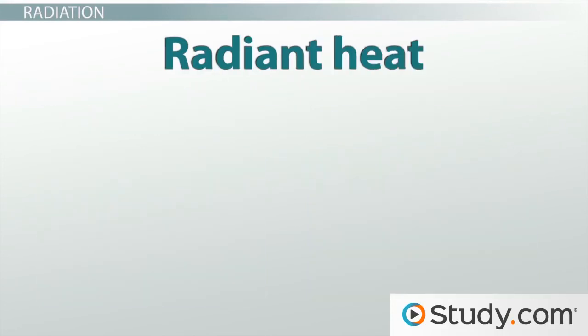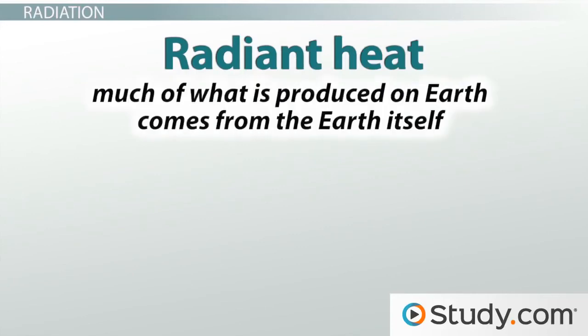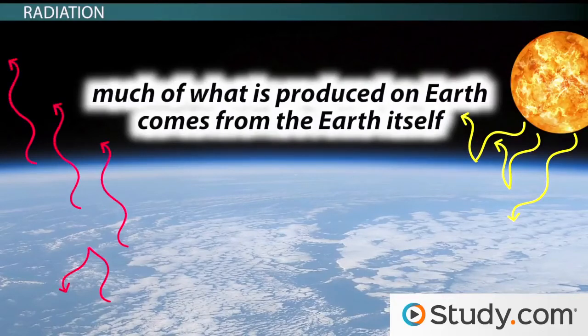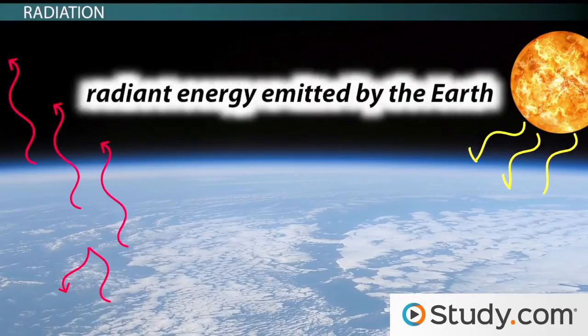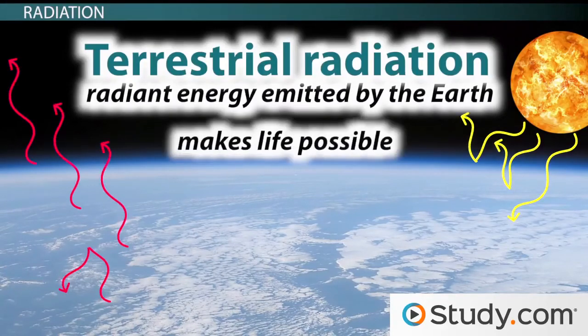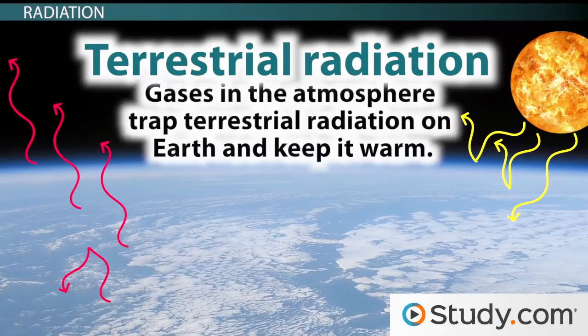When it comes to radiant heat, much of what is produced on Earth comes from the Earth itself. It absorbs radiant energy from the sun and then emits it back toward space. This radiant energy emitted by the Earth is called terrestrial radiation, and it is what makes life possible. Like a big blanket, gases in the atmosphere trap terrestrial radiation on Earth and keep our planet nice and warm.